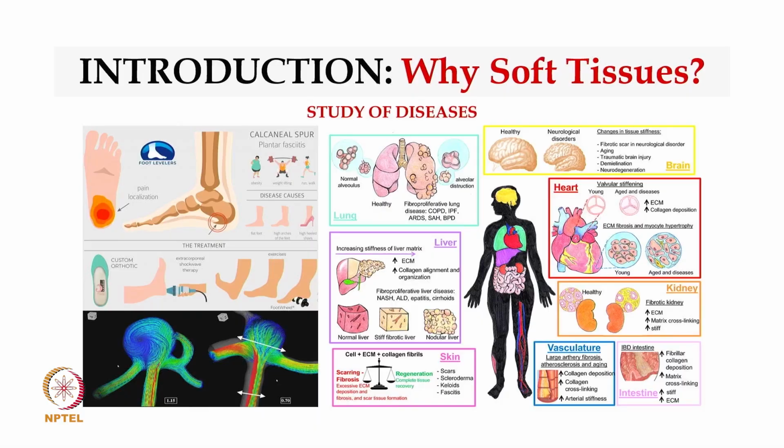So there are changes in the tissue stiffness which are very clear when there is a brain disease, such as a fibrotic scar in the neurological disorder, scar due to aging, scar due to traumatic brain injury, and demyelination, right? There are a lot of terms, neurodegeneration, and these are some of the terms which are commonly heard, right? So again, if we go to the human heart, these are all very important organs. If you look at a young heart versus a diseased heart versus an old heart, they are very different in the soft tissue properties, right?